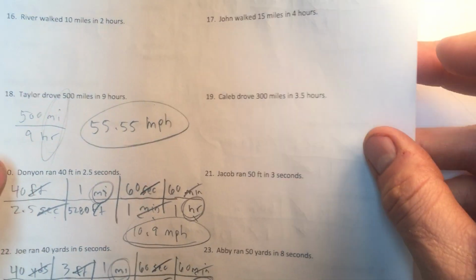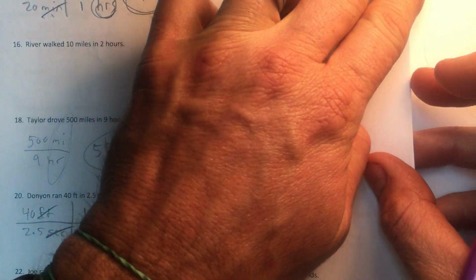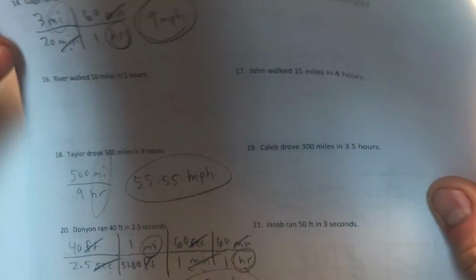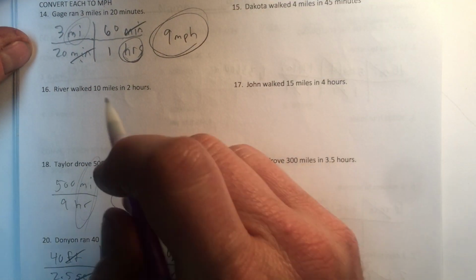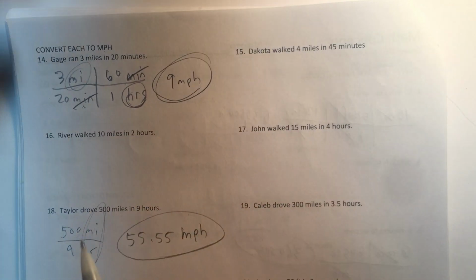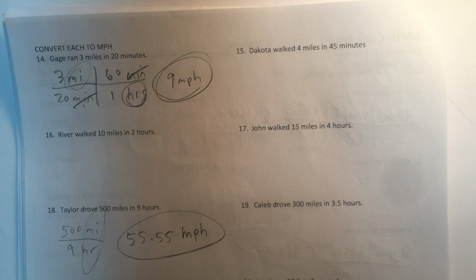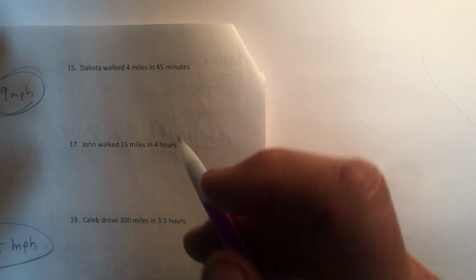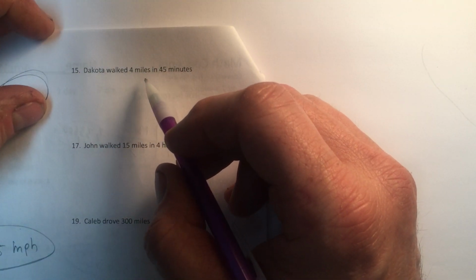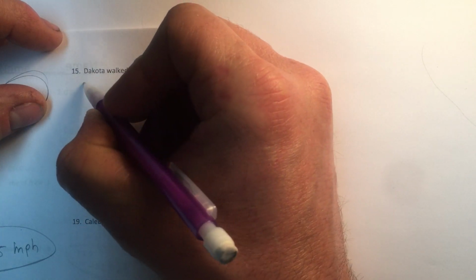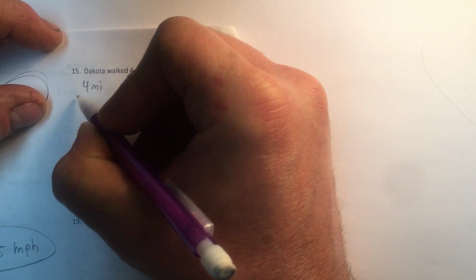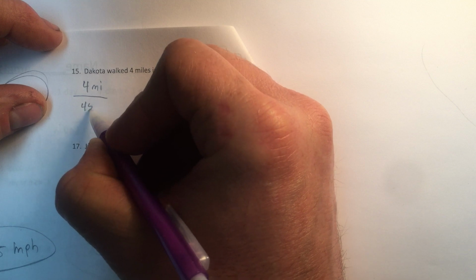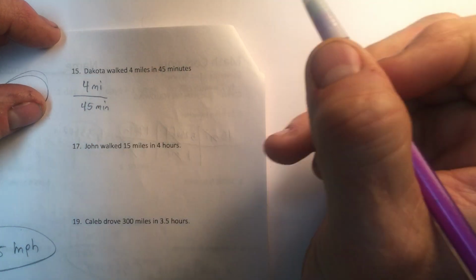And that's how you do that other problem from a while ago that we were talking about. Okay. On the back of this, here we've got speed. So we haven't done any of these. Here's one I've already done. Okay. Let's go here. Dakota walked 4 miles in 45 minutes. So you got your distance on top. You got your time on the bottom. That's how you do speed.